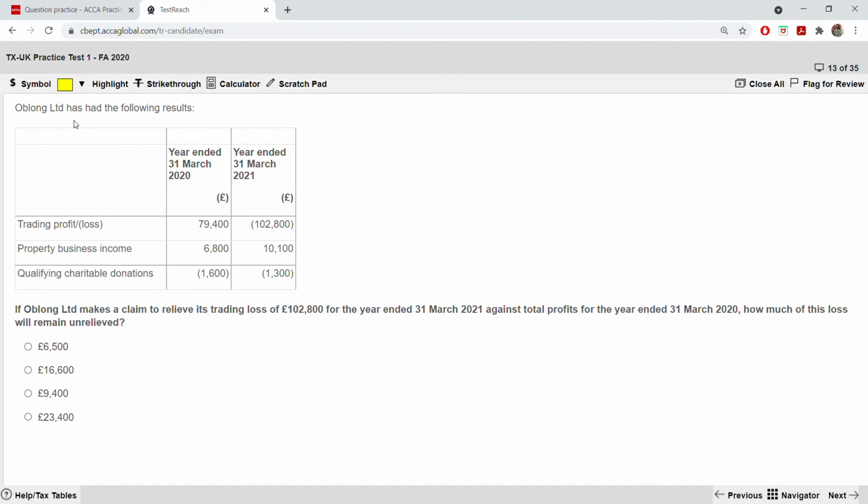Oblong Limited has had the following results. So you have the trading profit and loss. You can see a loss, and property business income and qualifying charitable donations. If Oblong Limited makes a claim to relieve its trading loss of 102,800, which is this one, for the year ended against total profit for the year ended 31st March 2020, here it was making a profit. How much of this loss will remain unrelieved?